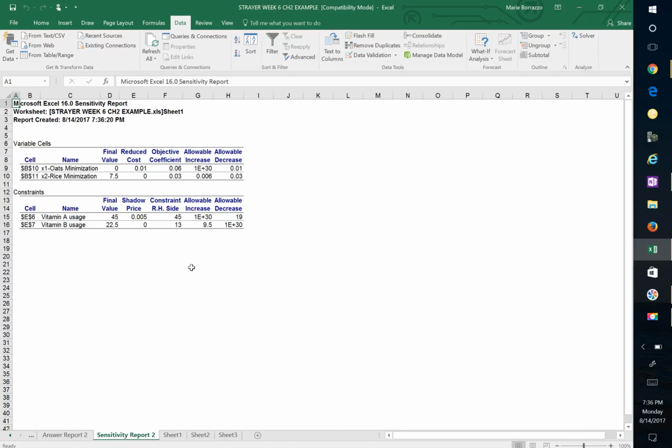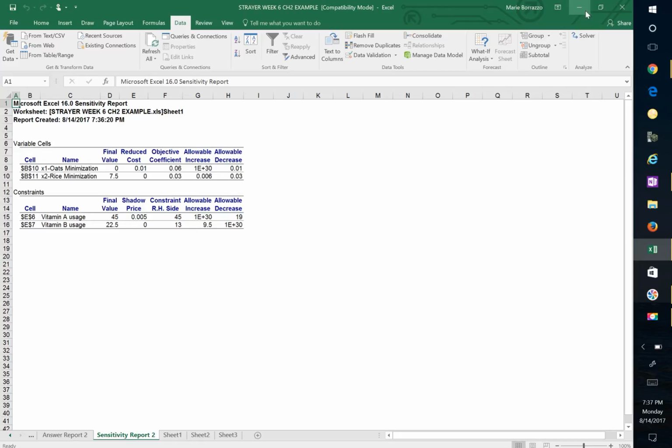If I look at the sensitivity report, this tells me the allowable increase or decrease. It gives me the coefficient values, which obviously we already knew. And it also gives you final values in terms of what's available. Here's your shadow price, which is 0.005 and 0 respectively. You have an allowable increase or decrease for both as well.